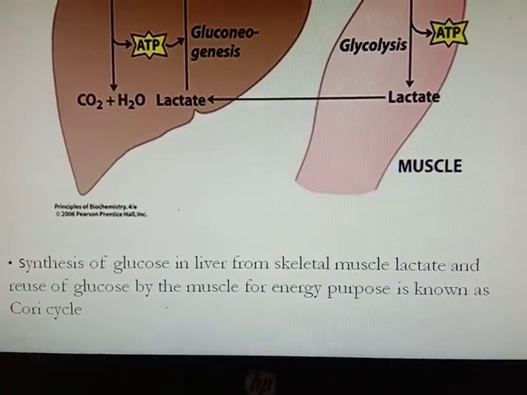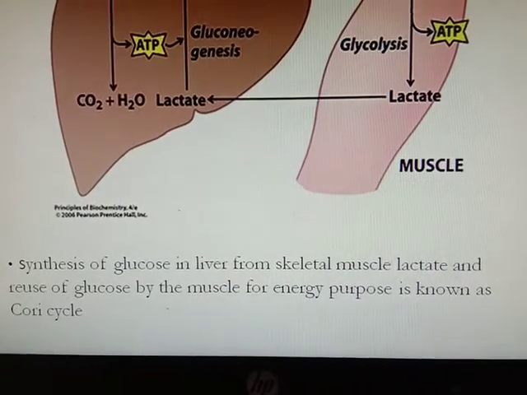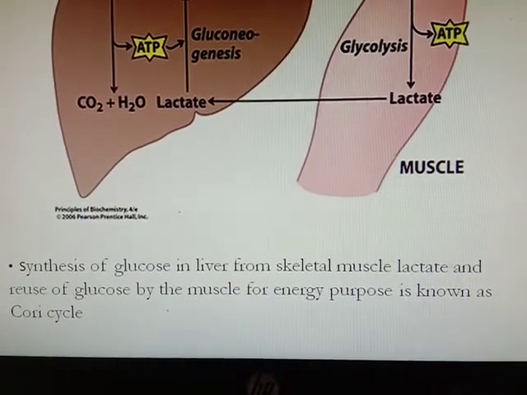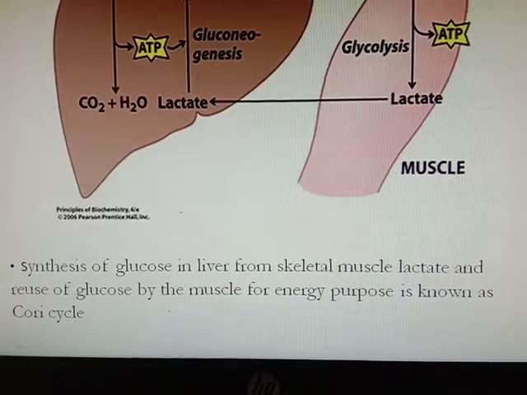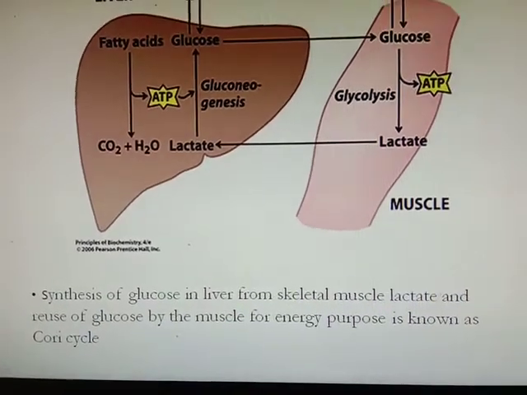Synthesis of glucose in the liver from skeletal muscle lactate, and reuse of glucose by muscle for energy purposes, is known as the Cori cycle.